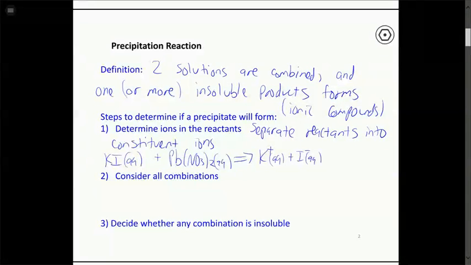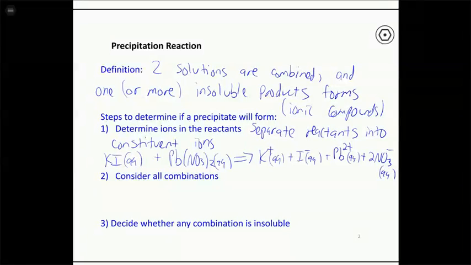And then for lead nitrate, we have lead 2 plus, Pb2+. And then if we want to be careful with stoichiometry here, lead nitrate has two NO3- anions. It's NO3 taken twice, so when that dissolves, we're going to get two equivalents of NO3-. Okay, so those are all the ions we have. We have K+, I-, Pb2+, and we have two equivalents of NO3-.